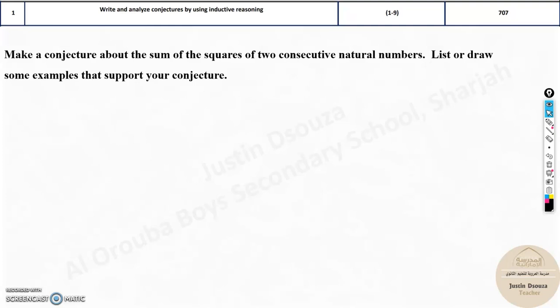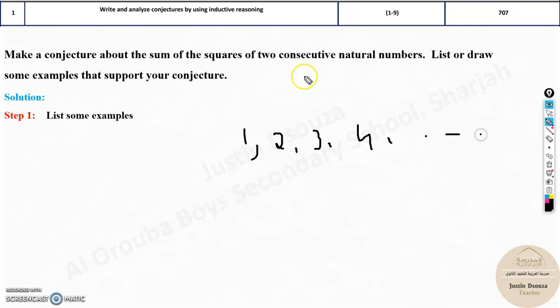It's still in the first topic. There's one question. See, question number 9 is included. That's a different type. Now, for example, they are asking you to make a conjecture about the sum of squares of 2 consecutive natural numbers. List or draw some examples that support your conjecture. What does it mean? Natural numbers are counting numbers. They are like 1, 2, 3, 4, 5, 6, all those, okay? 0 is not included in natural numbers, it's only whole numbers like 1, 2, 3, 4, and so on.